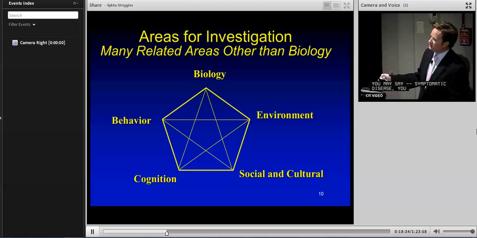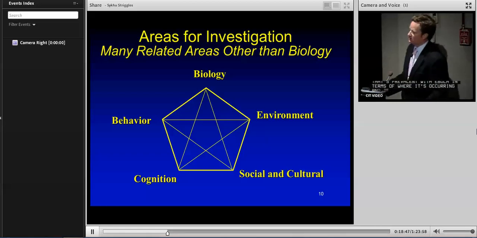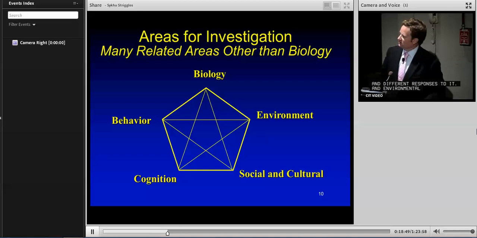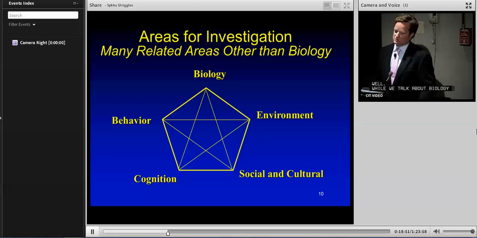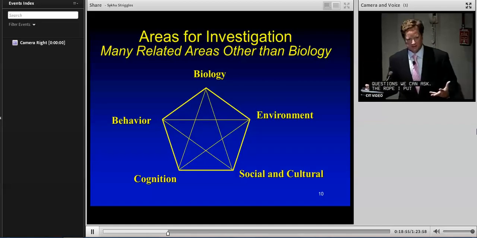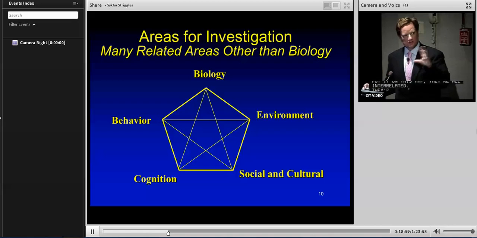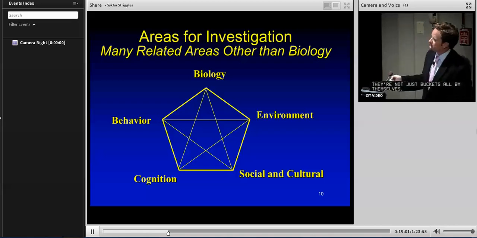And then there's social and cultural things that relate to how people address disease. Boy, that's certainly something that's prevalent with Ebola right now in terms of where it's occurring and different people's responses to it. And then there's environmental factors as well. So while we talk about biology a lot, there are lots of different kinds of questions that we can ask. And the reason I put it on this kind of a map is because they're all interrelated. They are not just buckets all by themselves. One thing actually relates to the other.